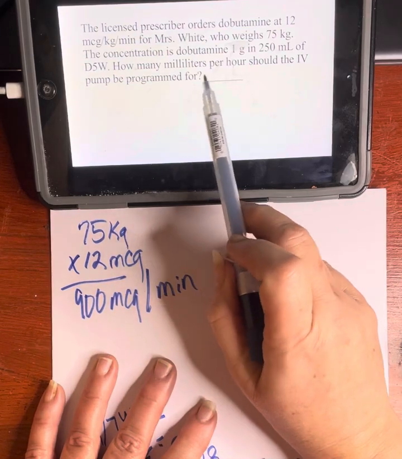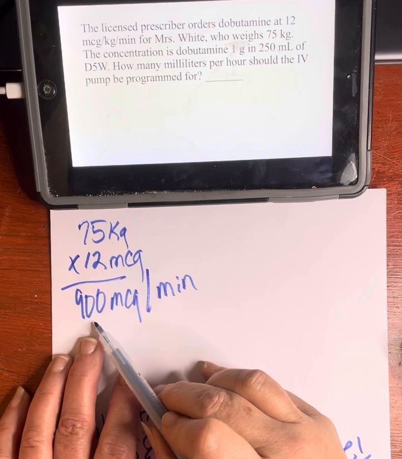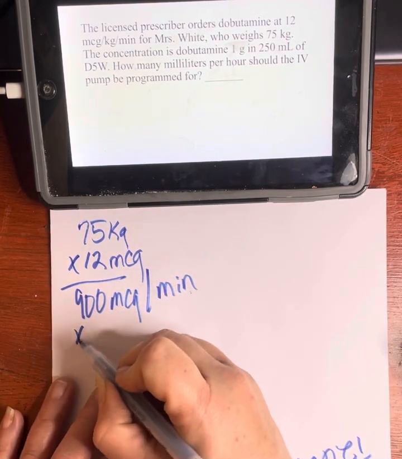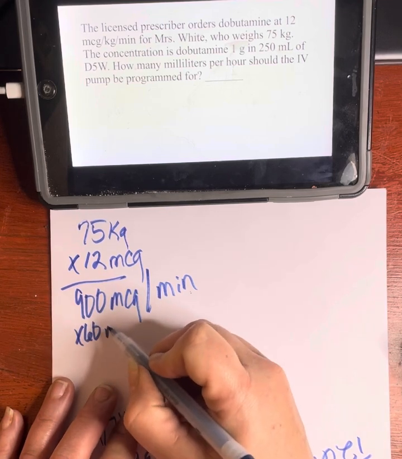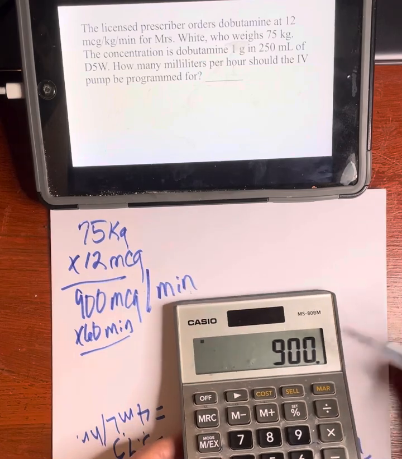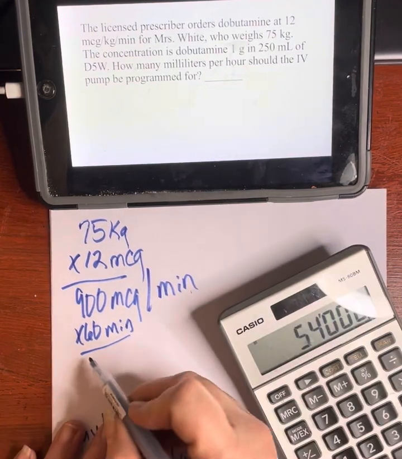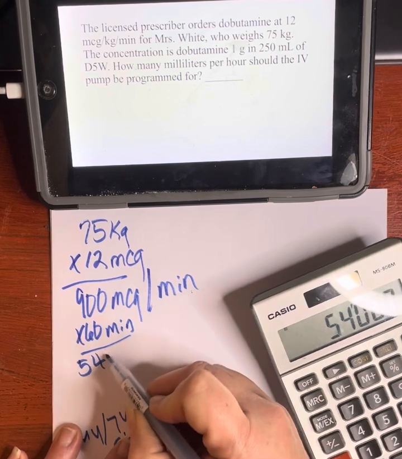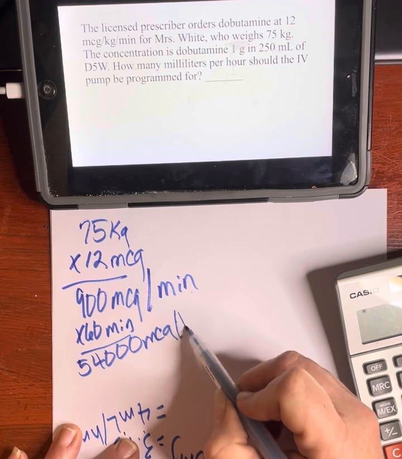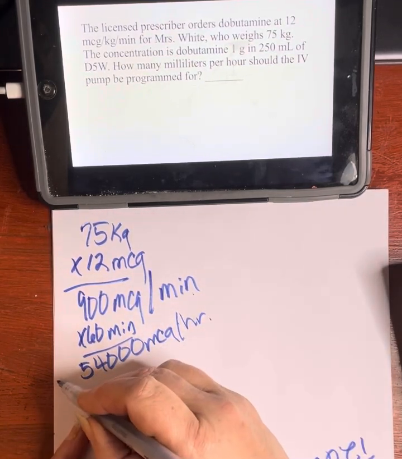But look, of course, Ethel wants it per hour, goodness. So I'm going to find out, that's 900 per minute. I got to find out how many per hour. I'm multiplying this times 60 minutes, simply because we are grown and we can. 900 times 60 equals 54,000. 54,000 micrograms per hour now. And so this is the new dose ordered.